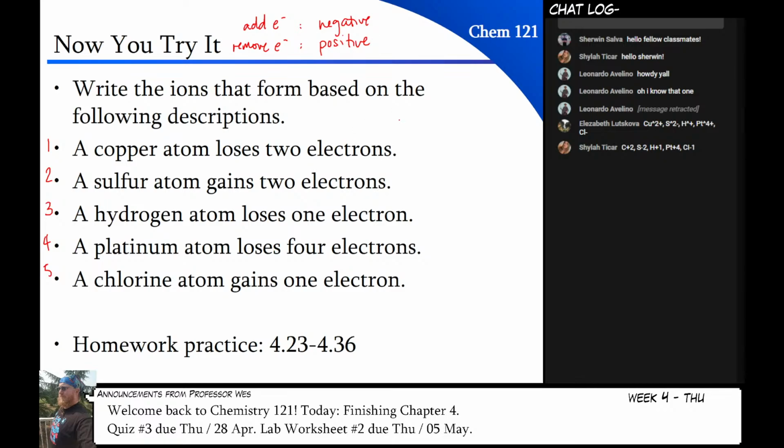0 minus -1 is +1, right? So if I lose 2 electrons, it's like I'm subtracting -2 from 0. So I would get a result of +2. If I gain 2 electrons for sulfur here, I would have that as my answer. Hydrogen losing its electron would be this. Platinum losing 4 electrons would be this. And then chlorine gaining an electron would be that. So there you go.